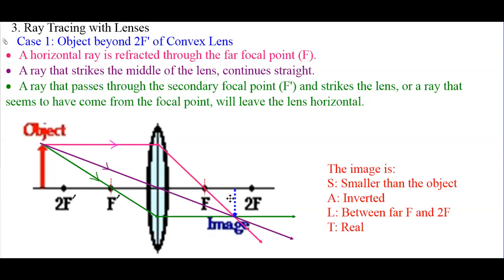SALT. In this case, my image is visibly smaller than my object. Right? If you don't believe me, there it is. So my image is visibly smaller than my object. My image is upside down, so my attitude is inverted. The location, whenever my object is beyond my double focal point, my image should be found somewhere between F and 2F on the other side, the far focal point and double focal point.